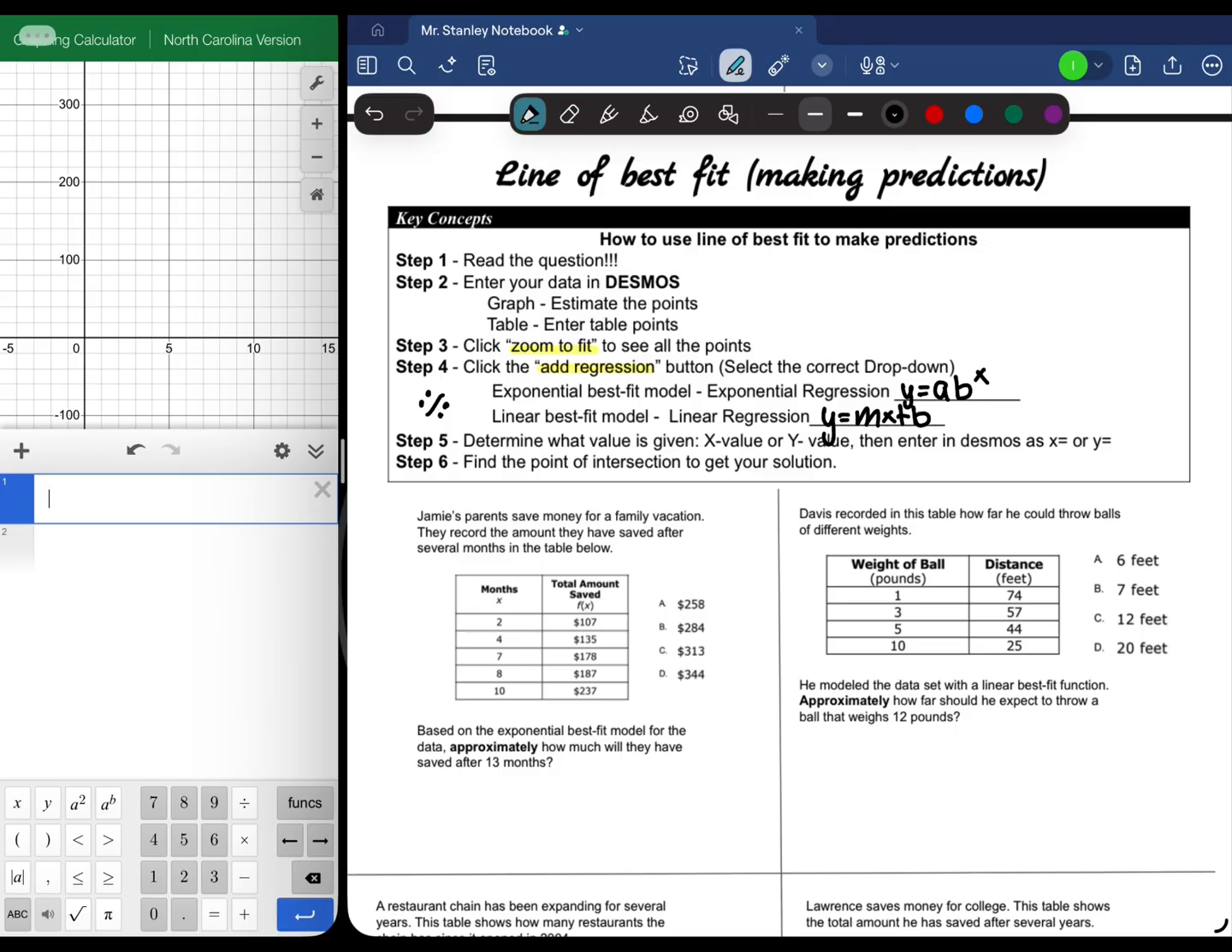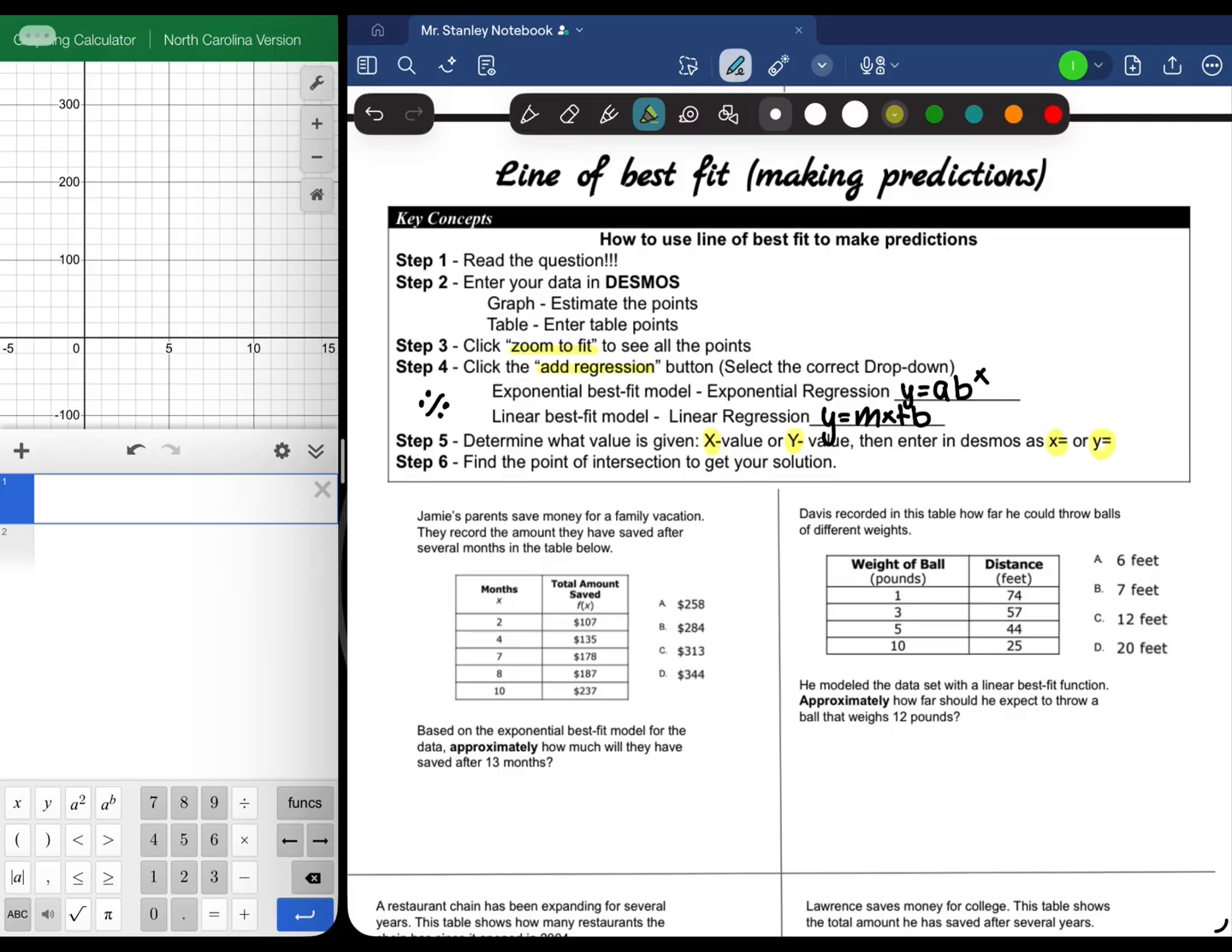Okay. Then step five, we're going to determine what value is given. Now, are they going to give us our X value or did they give us our Y value? Depending on which one they give us, we're going to use that to help us get our answer. And the way we enter that into Desmos is we're going to say X equals or Y equals.